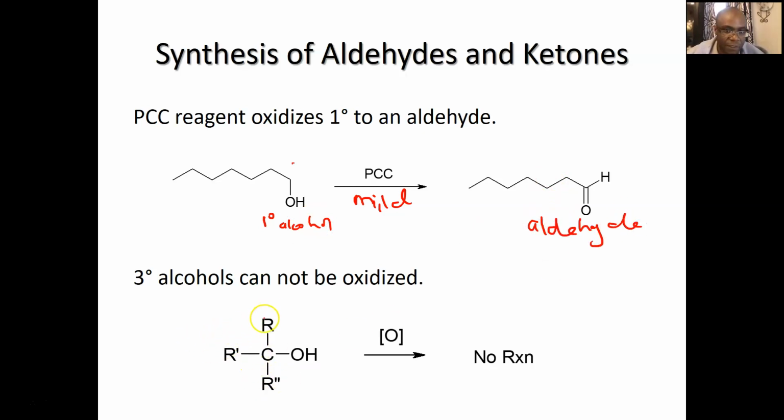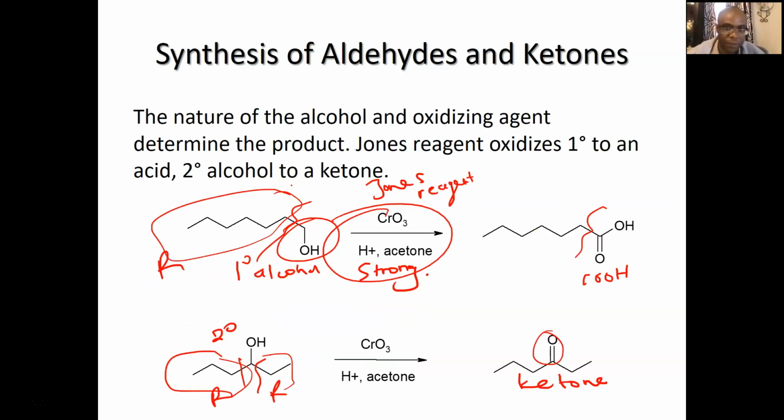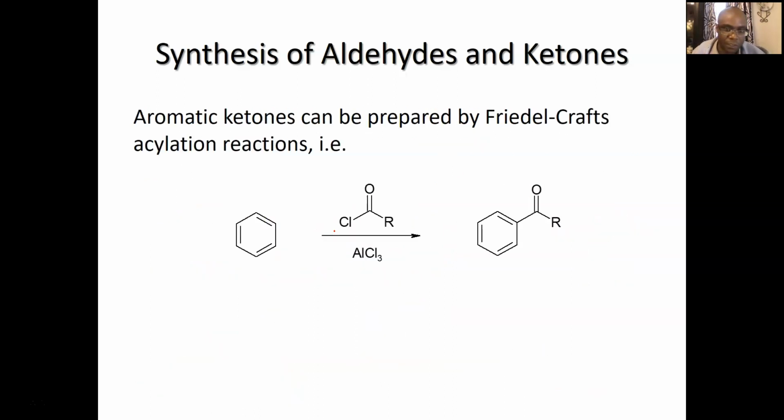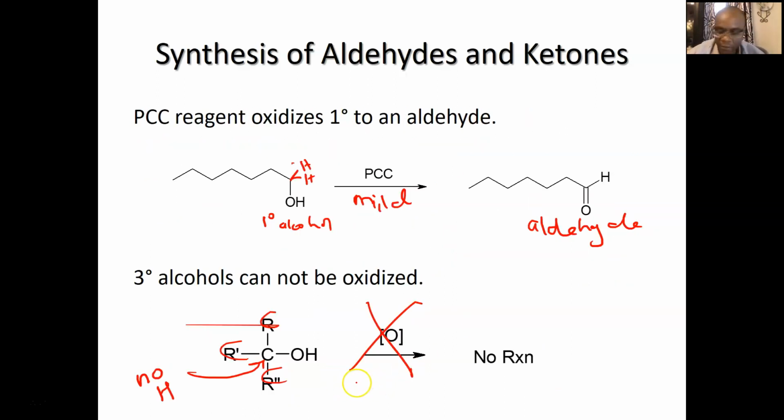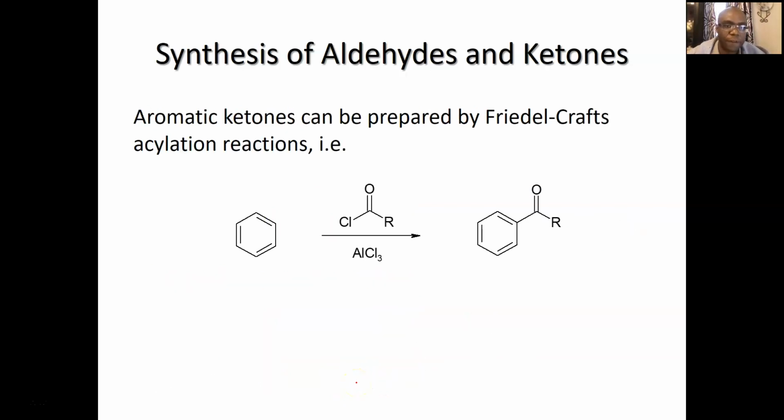Okay, remember what I said. For tertiary alcohols, no oxidation because this carbon right here has no hydrogen. You have to have at least a hydrogen. You see how this carbon has at least a hydrogen for primary, and for secondary you do have a hydrogen here, so oxidation can happen. Again, for primary you have two hydrogens, so oxidation can happen. But for the tertiary, there's no hydrogen, the oxidation will not happen. Okay.